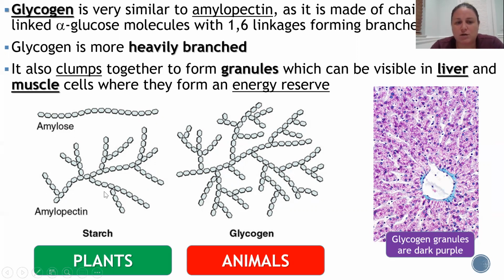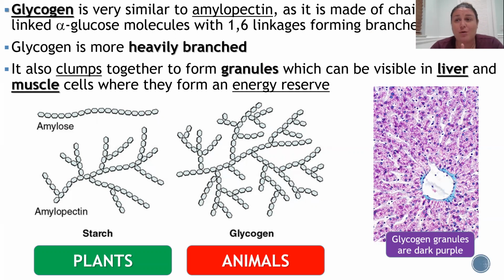If you look at these two pictures here, starch in plants, here's our branched amylopectin, and here's glycogen. You can actually see how much more branched it is. Now, why is that important? The more branched it is, the more compact it can get. And for animals, we have to do something that plants don't have to do. We have to move around.